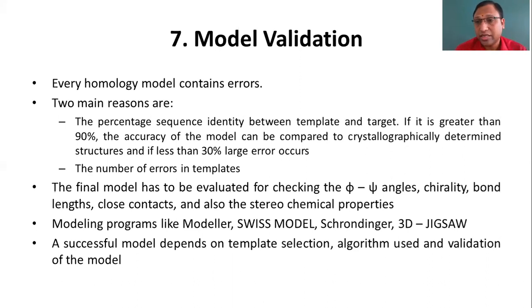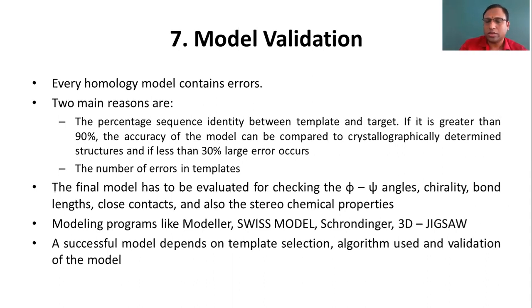The number of errors in the template is also counted here. Then we are going to look at the phi-psi angles. The final model has to be evaluated for checking the phi-psi angles, then chiral bonds or chirality, then bond length, how long the bonds are. Then close contacts, what close contacts there are between side chains or amino acids, and how they are interacting. Then stereochemical properties, how the torsion is, how the angle is. So everything will be analyzed.